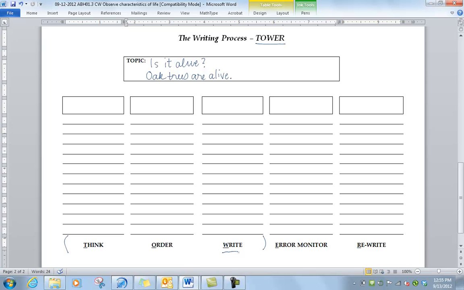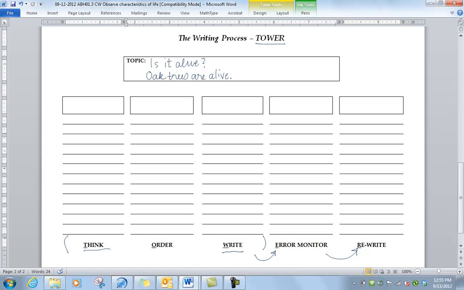Tonight for homework you will write your paragraph. On Monday you will bring in your assignment and your classmates will help you error monitor your written paragraph. On Monday you'll take your paragraph home and rewrite it and turn in a final copy for a grade on Tuesday morning. And so we'll follow this process through the steps. So let's start with the think part of the process.